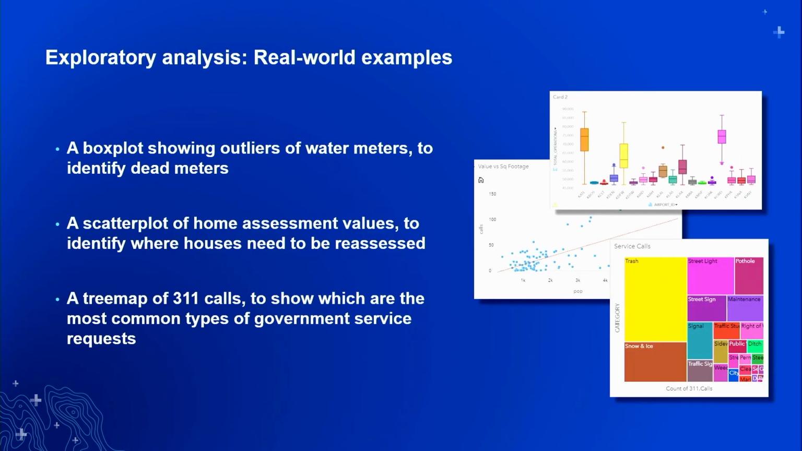And just to hit home the example of exploratory analysis. If you wanted to easily identify where water meters are dead or broken, put it on a box plot. That outlier should pop out pretty quick. If you wanted to see home assessment values, where they should maybe be reassessed, create a scatter plot. Those outliers should pop out. And then a tree map. That's another good example. Simply show the common types of government service requests, and those boxes that are largest are the most common. Just exploring the data.